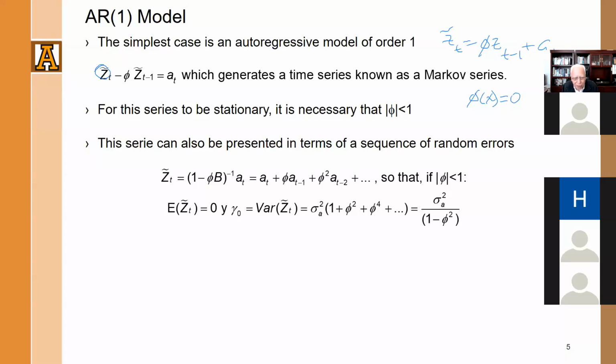Now, this series can also be represented in terms of a sequence of random errors. If you look at this case here, where Z_t is actually (1 - phi B) inverse times a_t, applying that to a_t. That is, if phi is less than 1 in absolute value, then I can express this polynomial as 1 plus phi squared plus phi cubed and so on.